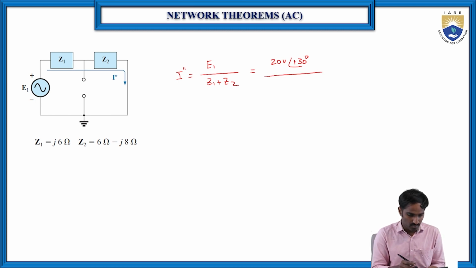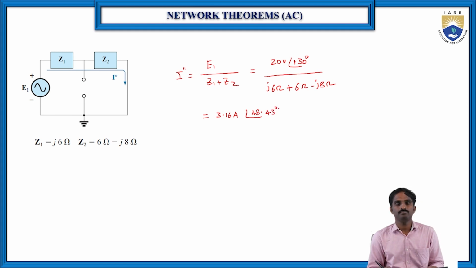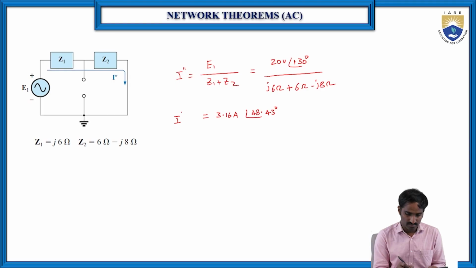By the value of Z1, which we just found is j6 ohms, plus the value of Z2, which is 6 ohms minus j8 ohms. If you simplify this and convert into polar form, I double dash is equal to 3.16 amperes at an angle of 48.43 degrees. Okay, so this is I double dash.